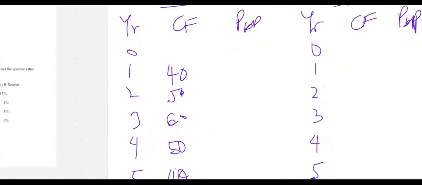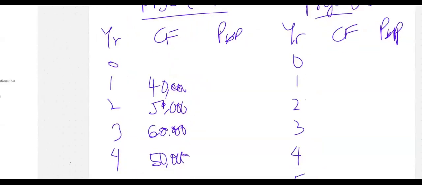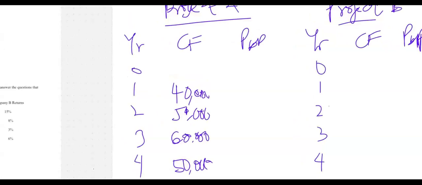So 40,000, 50,000, 60,000, 50,000, 40,000. All right. Now, year zero will take the initial investments.